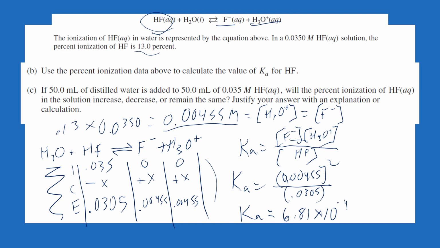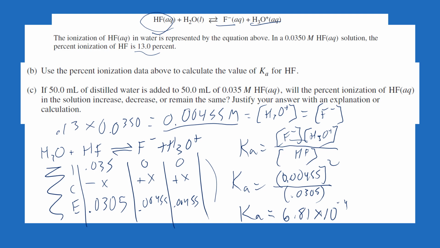And that was a 2-point question. Anytime you have to do more than 1 or 2 steps, it's definitely going to be a 2-point question. Now for C, if 50 milliliters of distilled water is added to 50 milliliters of the 0.035 molar HF, will the percent ionization in the solution increase, decrease, or remain the same? And justify your answer with an explanation or calculation.